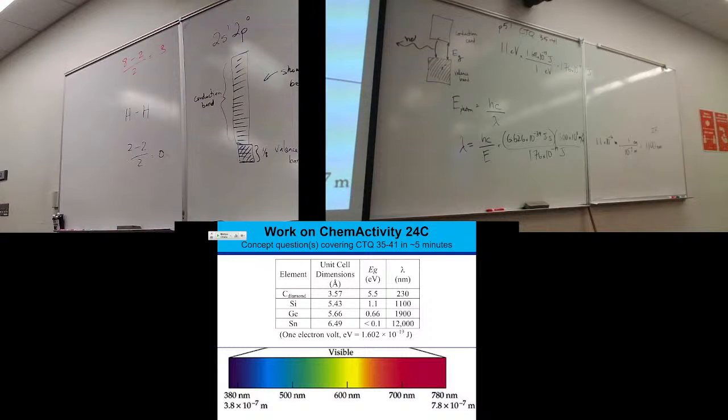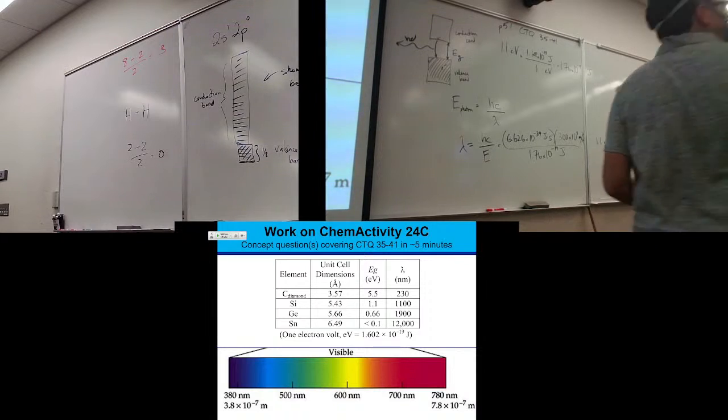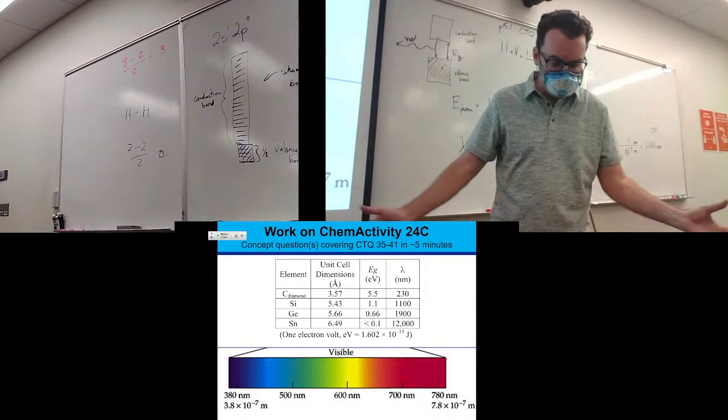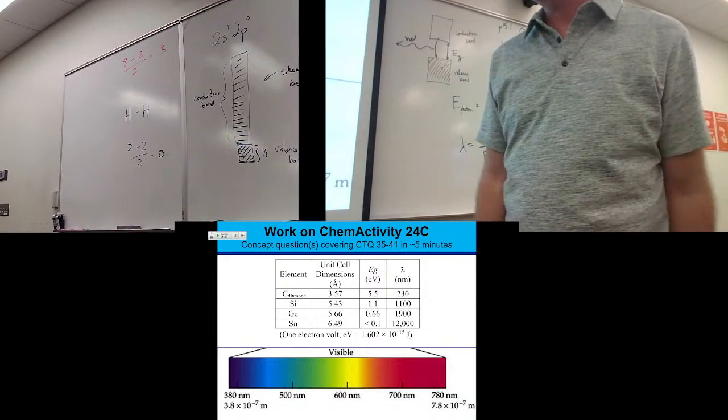Tin is a metal. Germanium is a semi-metal, but yeah. Okay, that makes sense. Sounds alright. I get it. All right. So hopefully there's a few light bulb moments where you're like, oh yeah, this makes sense.